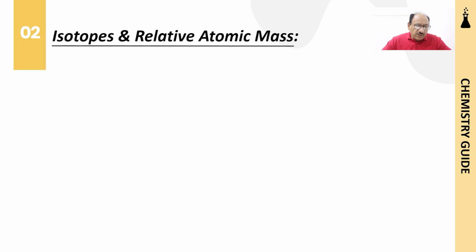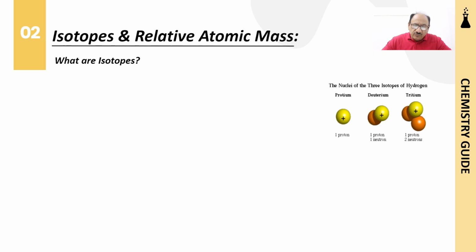Now, isotopes and relative atomic masses. What are isotopes? We discussed that they have the same number of electrons and protons, but a different number of neutrons. If we go through the isotopes of hydrogen, they are protium, deuterium, tritium. Protium has no neutron, 1 proton only, whereas deuterium has 1 proton and 1 neutron, and tritium has 1 proton and 2 neutrons.